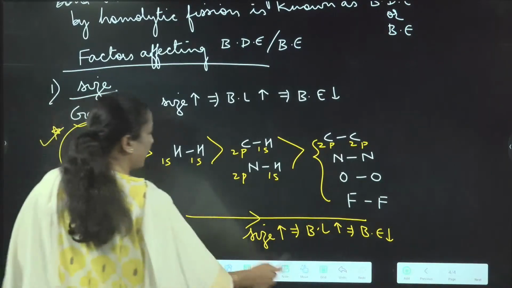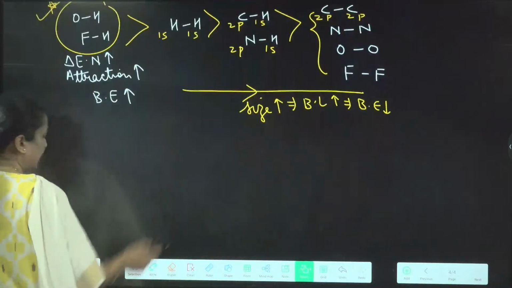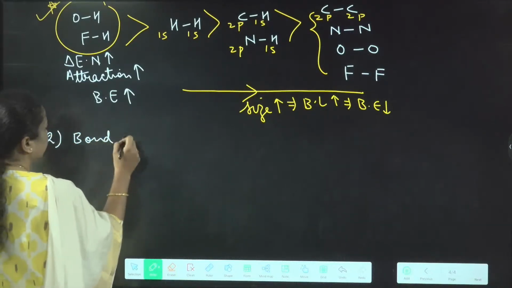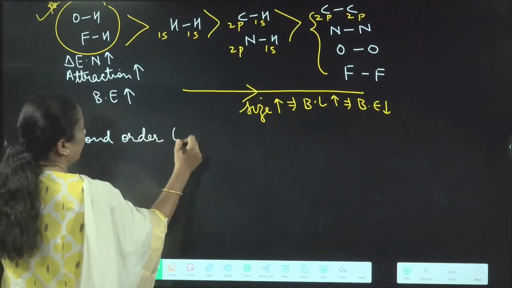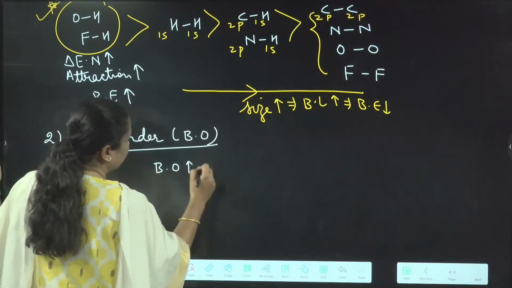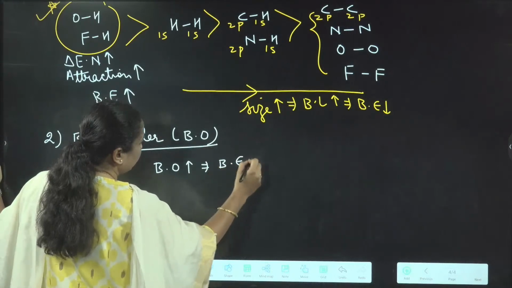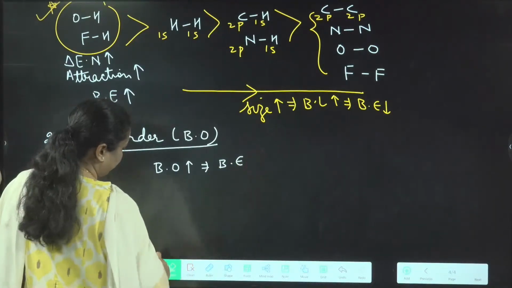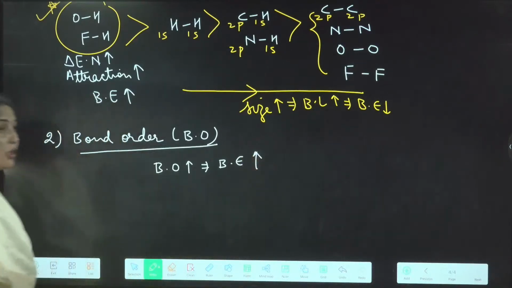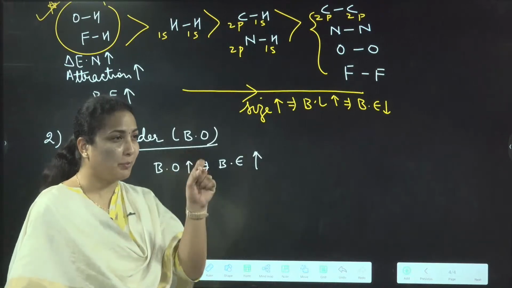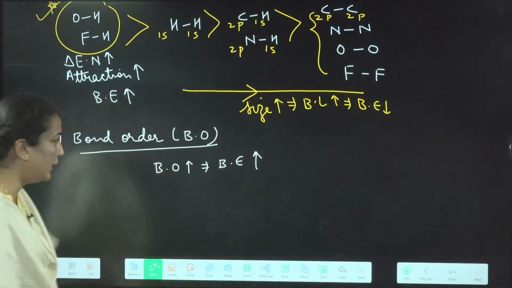Okay. Now, next one is second factor which we need to see is bond order. With respect to bond order, what do we say? If bond order increases, then bond energy should increase. It should increase because it is more difficult to break a double bond than a single bond, and it is more difficult to break a triple bond than a single bond or a double bond, right?